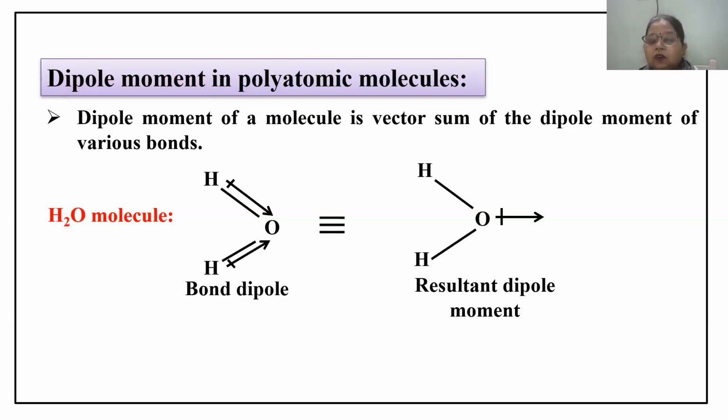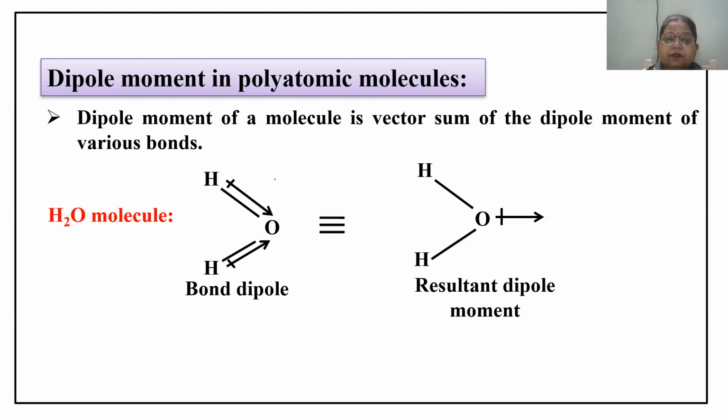Now, if I have to talk about the dipole moment in a polyatomic molecule, vector addition and vector subtraction must have been taught to you in physics, right? Taking advantage of that learning, if I have to find the dipole moment of the water molecule, what will we do?